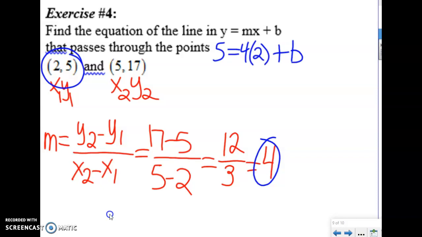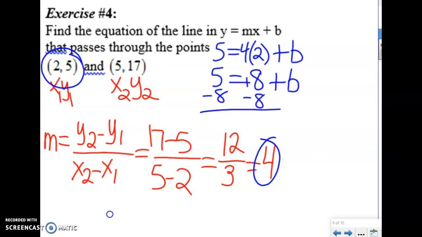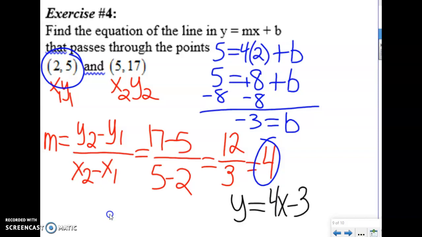After that, it's a very simple equation where we would multiply first and get 8, and then do the opposite of positive 8 and subtract 8 on both sides. So we'd end up with negative 3 equaling b. And there you have it. You've done everything you needed to do to come up with the equation of the line, which would be y equals, so you'd have the 4 for the slope, so 4x minus 3.